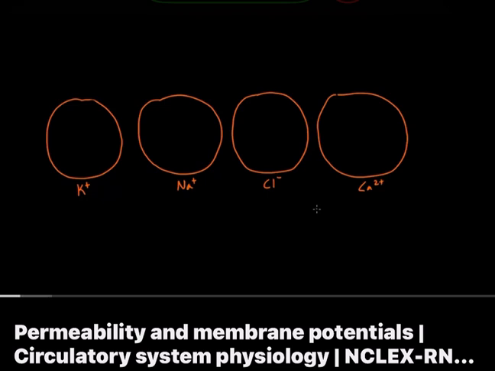So in the first cell, you know that there's a lot of potassium that wants to get out, so it's going to have potassium leaving. In the second cell, you know that we generally have more sodium on the outside that wants to get in. And the same is true for chloride that wants to get in, and the same is true for calcium that wants to get in. So this is how the four cells are going to have movement of ions, and these are the concentration gradients.